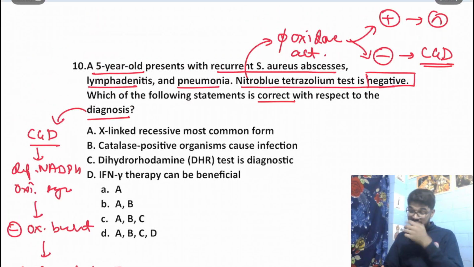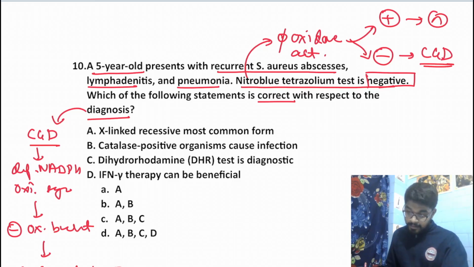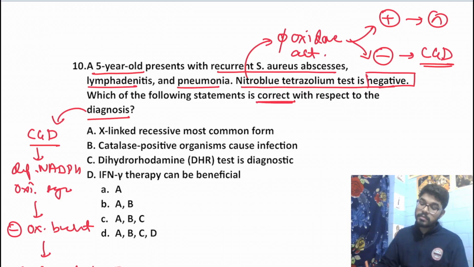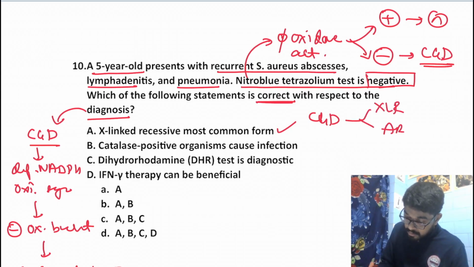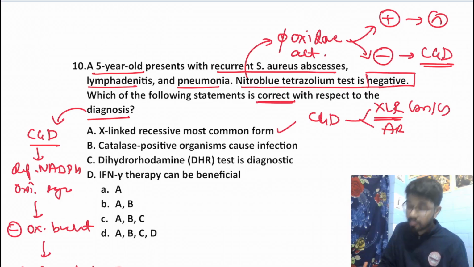That's why the question mentions recurrent Staph aureus abscess, lymphadenitis and pneumonia. Let's have a look into the options. Which of the following is correct? X-linked recessive form is the most common form. Yes, that's a true statement. Remember that CGD can present as both X-linked recessive and autosomal recessive, where X-linked recessive is more common.